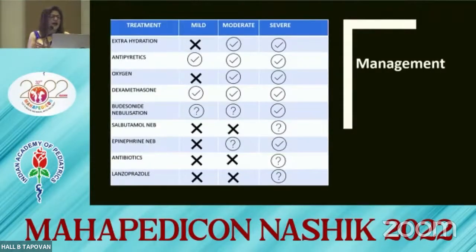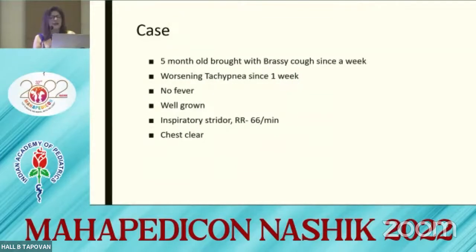Hydrate all, oxygen for moderate to severe, budesonide nebulizations or dexamethasone can be given to all. In fact, dexamethasone is a drug of choice. You can use prednisolone also. It helps in all the three varieties of stridor. You would use adrenaline nebulizations only in the ones who have severe stridor, no role of antibiotics, and no role of PPIs. Let me take you through a second case.